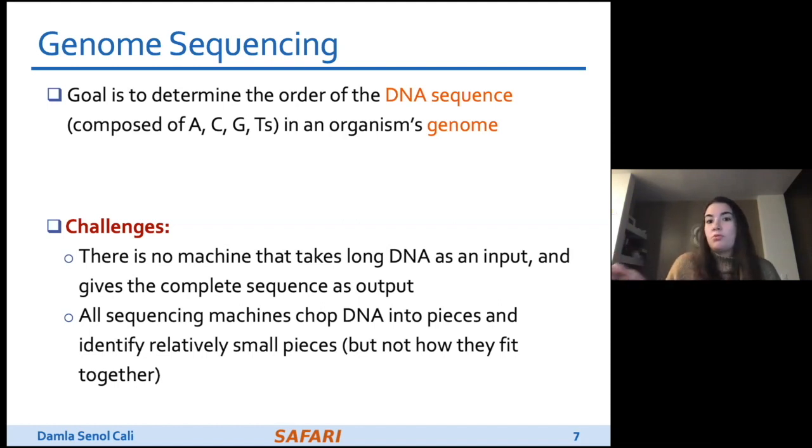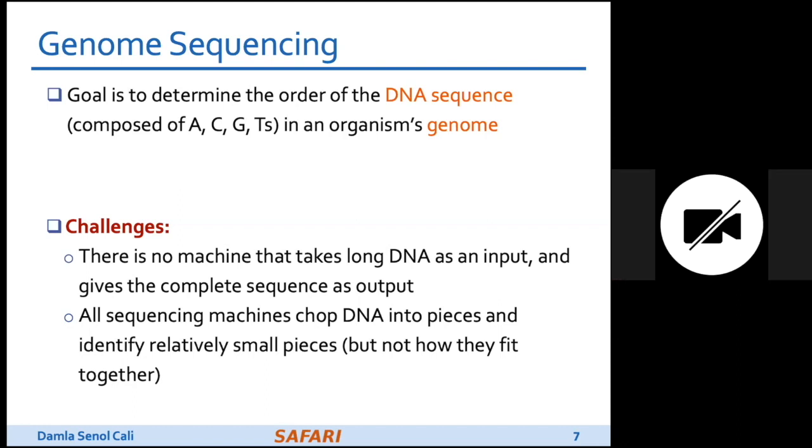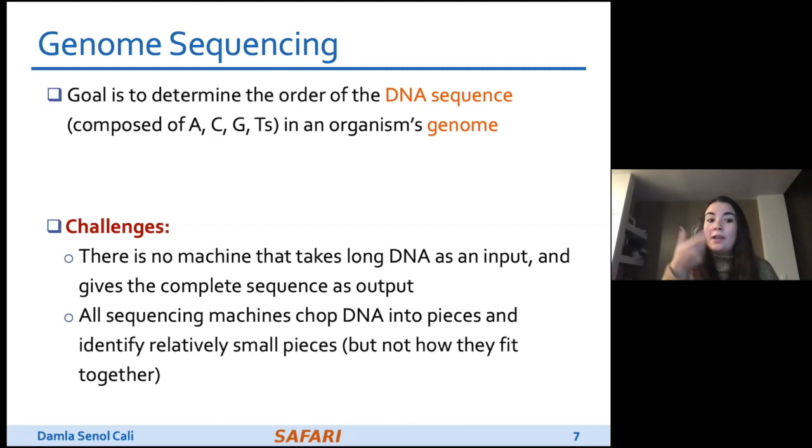Instead, all sequencing machines chop this DNA into pieces and only identify relatively small pieces. And these small pieces lose their location information with respect to the original genome. So we don't know how they fit together.